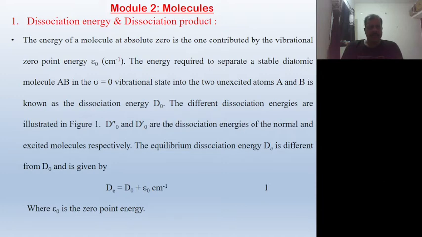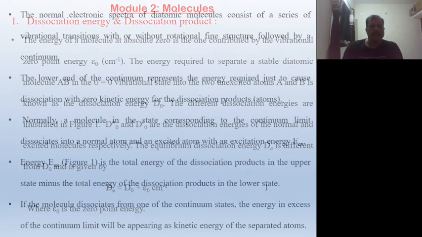The equilibrium dissociation energy is given by De is equal to D0 plus epsilon naught per centimeter. Epsilon naught means zero point energy. Okay, so the dissociation energy is equal to the normal energy plus the zero point energy. The unit is per centimeter. This is equation number 1, where epsilon naught is the zero point energy.